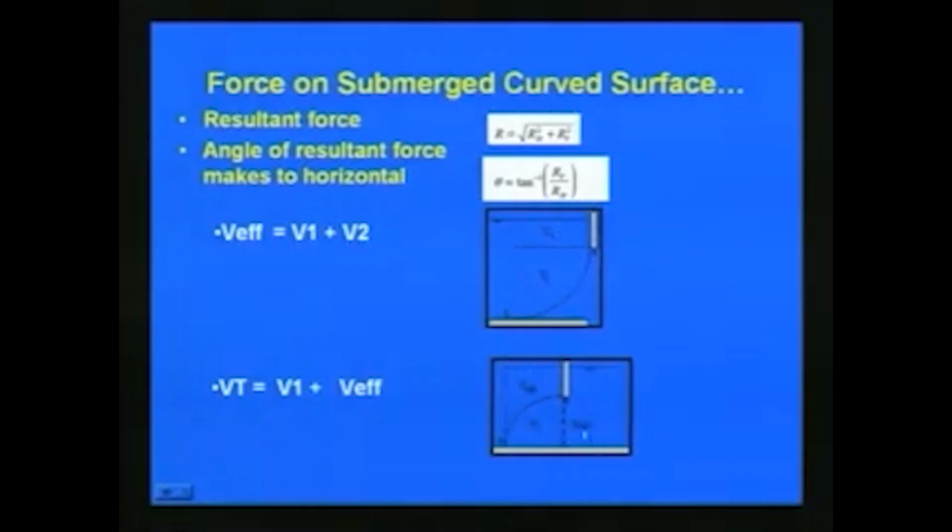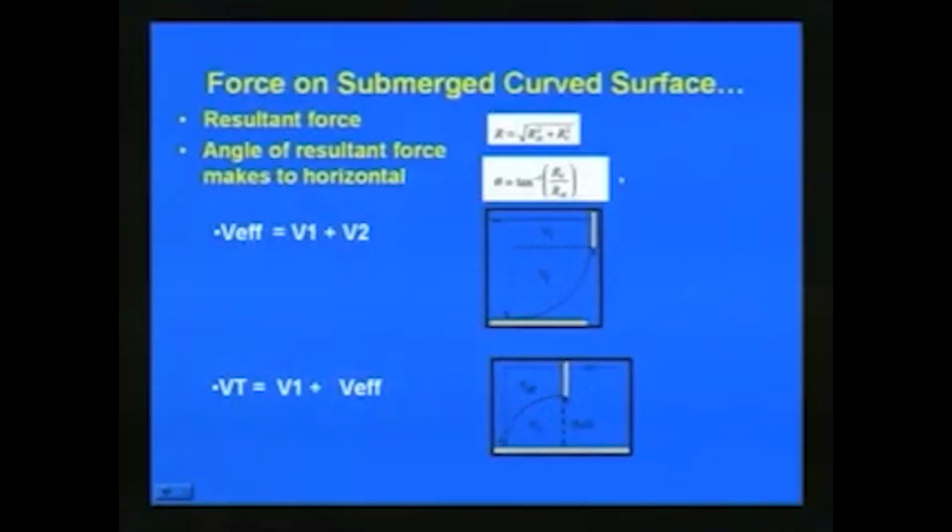And in the case where the liquid is kept at the bottom, as in the second figure, V1 is effectively the fluid here, and the total fluid will be this V1 plus V effective just above the gate. So, the total will be V1 plus V effective, but V effective we can find out as Vt minus V1 from this figure.